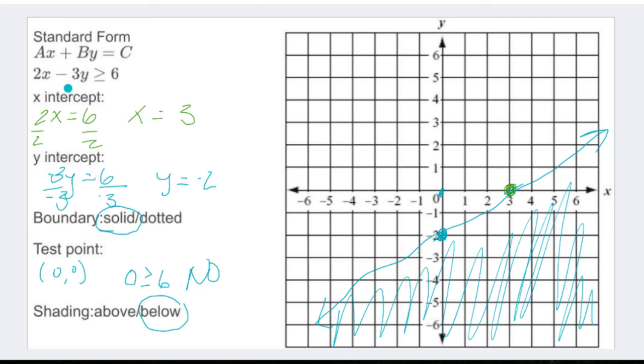Okay, so just when you have standard form, make sure you use the test point at the origin, and if it's true, you shade the origin. If it's false, you shade away from it.